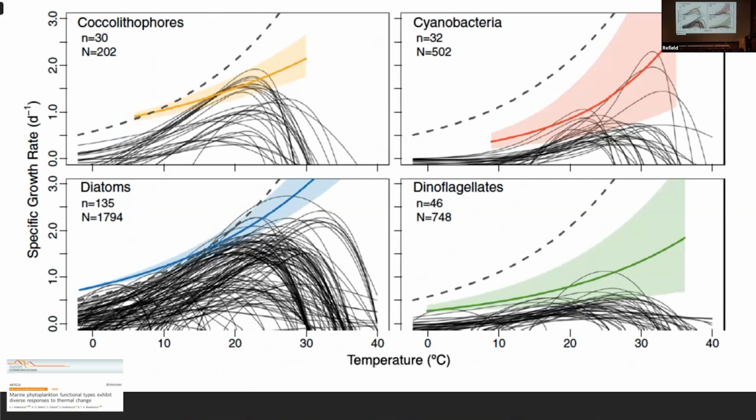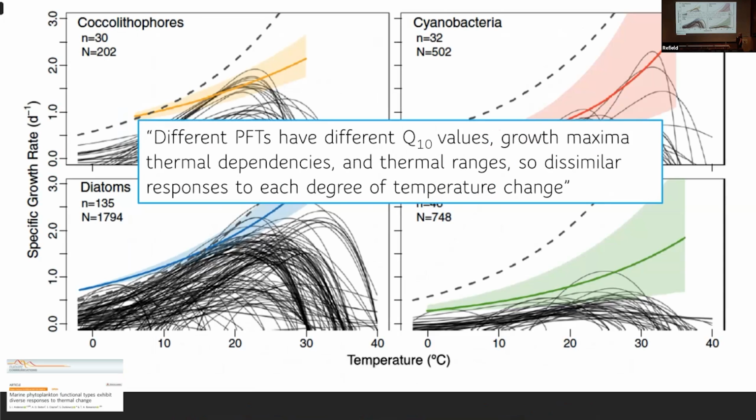Compare what Eppley did to what these folks did. This is growth rate versus temperature. Look at, even for coccolithophores, cyanobacteria, dinoflagellates, and diatoms, look at all the functional response curves they were able to put into the data that they used in this model. Okay, so I like that quite a bit.